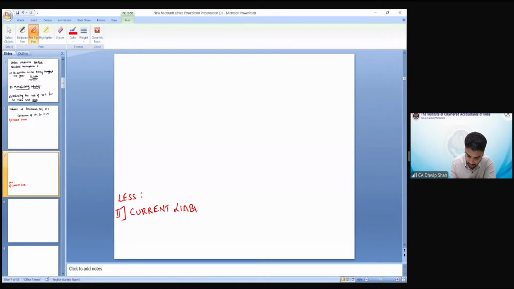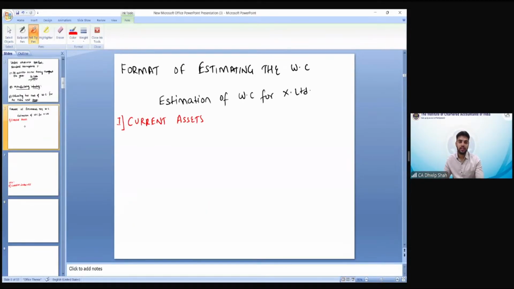Please pay attention to this format. This format you have to follow for all the questions. Okay? So first, the main base of working capital is done, current assets less current liabilities. Now go for each component of current assets. So first is inventory. Then we have receivables.